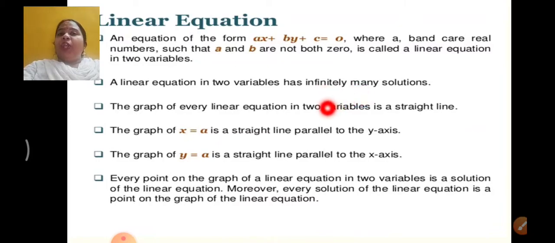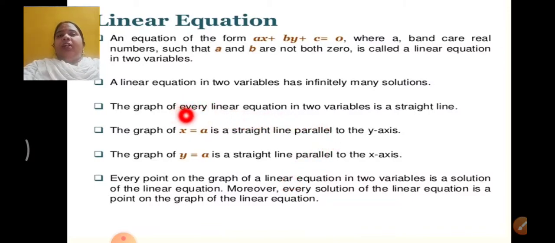Every point on the line, if you are plotting it on the graph, every point on the graph of a linear equation is a solution of the linear equation. So that is the reason it is said that it has infinitely many solutions, because a line has infinitely many points on it, right?